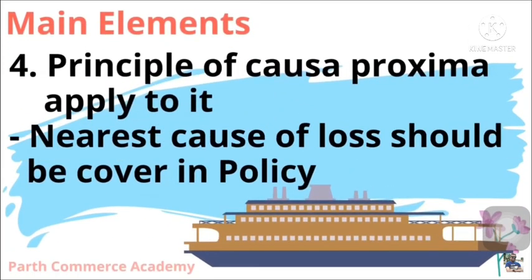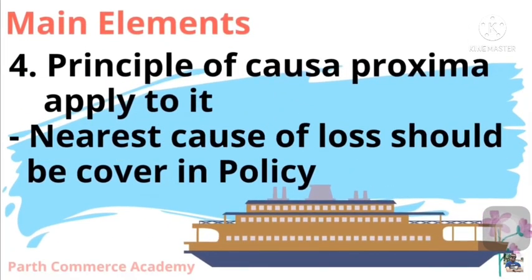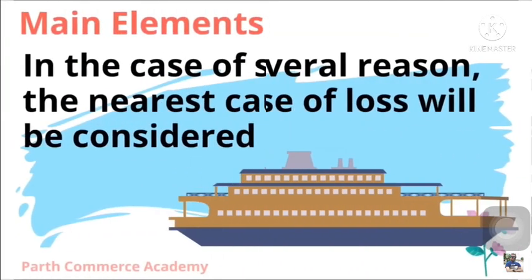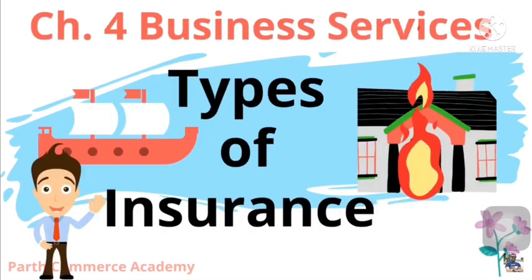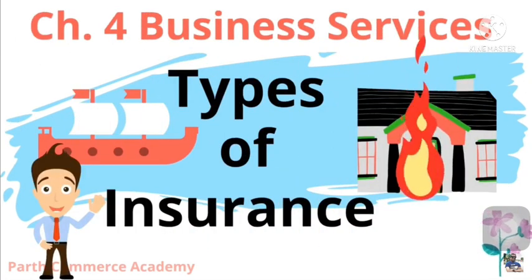And the last one is the principle of causa proxima will apply here also. The insurance company will be liable to pay only if that particular or nearest cause is covered by the policy. If loss is caused by several reasons, then the nearest cause of loss will be considered responsible. So here we have completed today's topic, types of insurance.